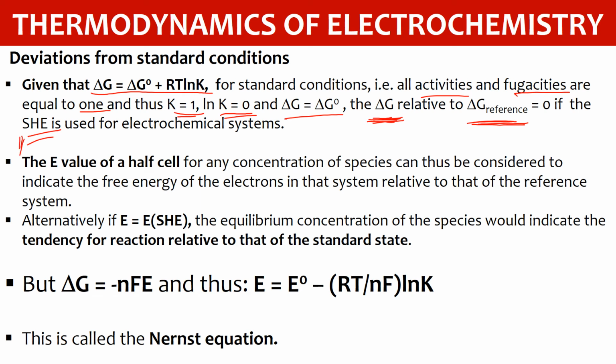Is the standard hydrogen electrode potential. Okay, so the potential or the value of a half cell for any concentration of species can be considered to indicate the free energy of electrons in that system, of course, relative to the reference system. So you find that you consistently meet this reference system. Why? Because there are several types of reference systems. But in our case, we are going to be using our reference system, which is SHE.